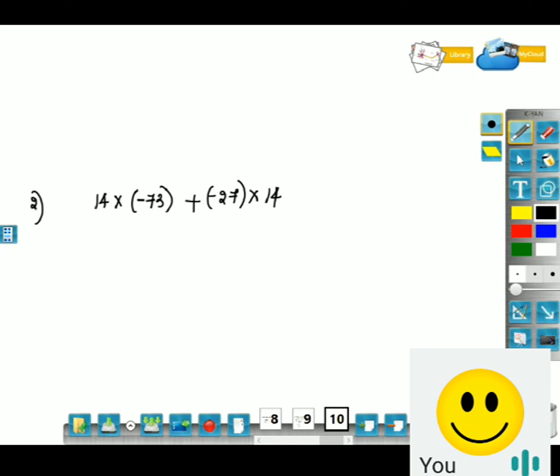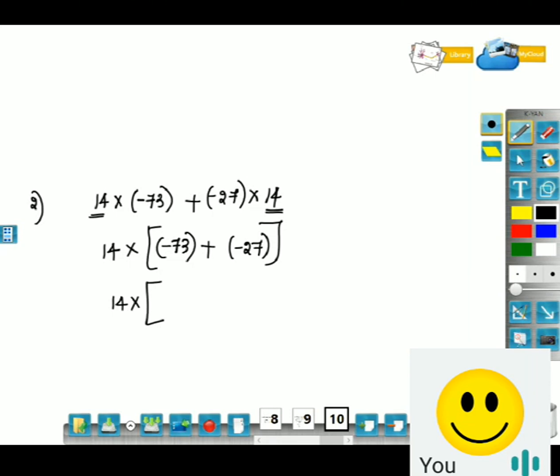Okay, most of you have written the correct answers. So let us see how to solve it. From both the terms, we can see that 14 is common in both the terms. So let us take that 14 outside. If you take 14 outside, from the first term, minus 73 will be left out, and from the second term, minus 27 will be left out. So 14 into minus 73 plus minus 27.